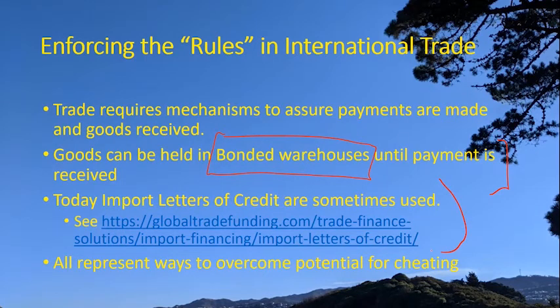I give you a reference here to what are called import letters of credit. And these are ways of financing international trade that are also seeking to solve exactly the same problem. How do we make sure that the person is going to deliver the goods that they promised to deliver, and that the person buying the goods is actually going to make payment for the goods to the other person? Because these two transactions don't take place simultaneously and in person together at the same time, you need to come up with some mechanism to assure that these two sides of the trade are indeed fulfilled.